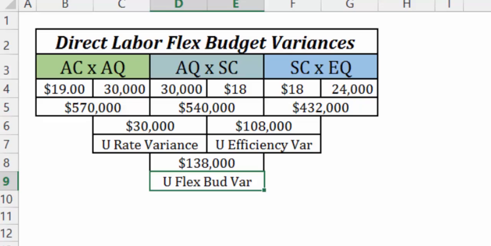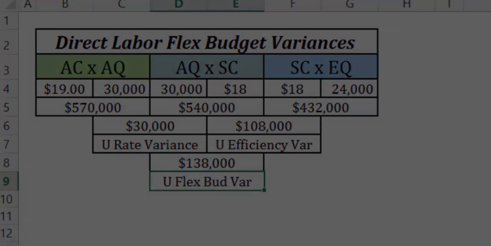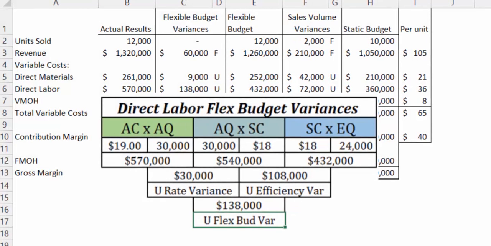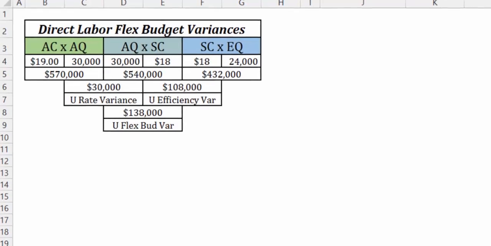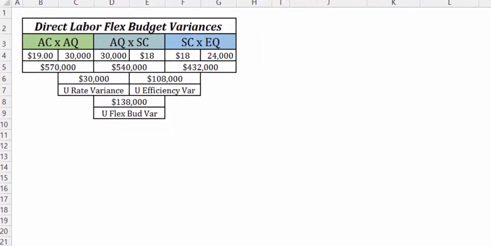Let's take a quick look at how this compares to the flex budget that we did before. So we can see that the $570,000 equates to our actual results on our overall variance analysis. The $432,000 matches the flex budget, and the $138,000 at the bottom matches the flex budget variance. Okay, so let's look at our journal entries now.